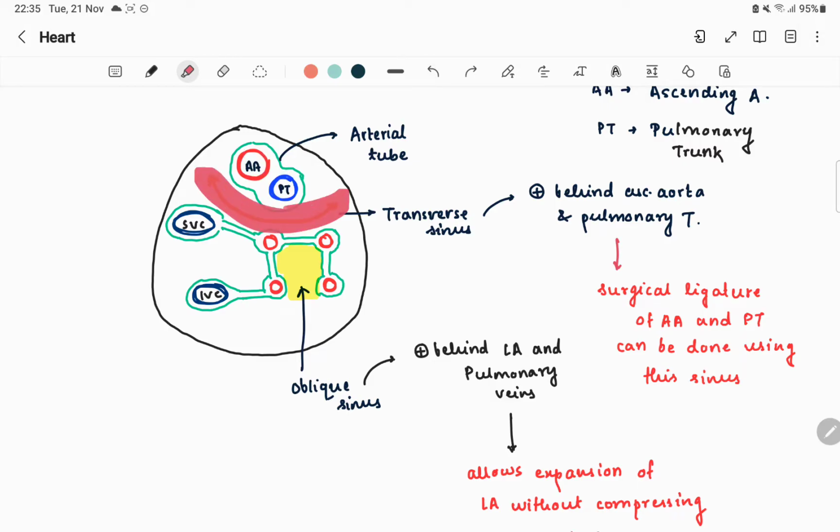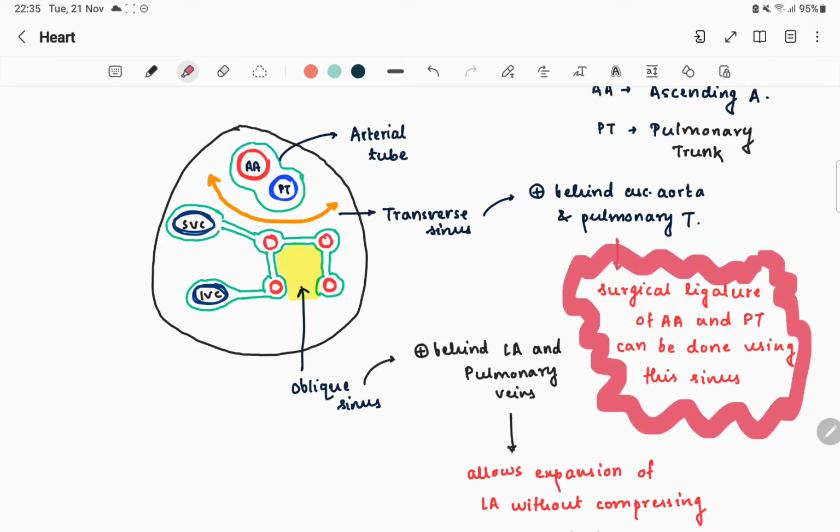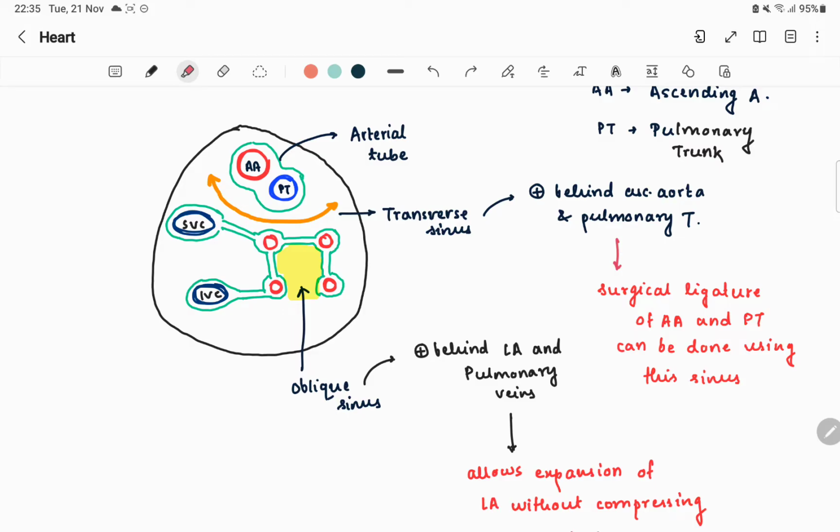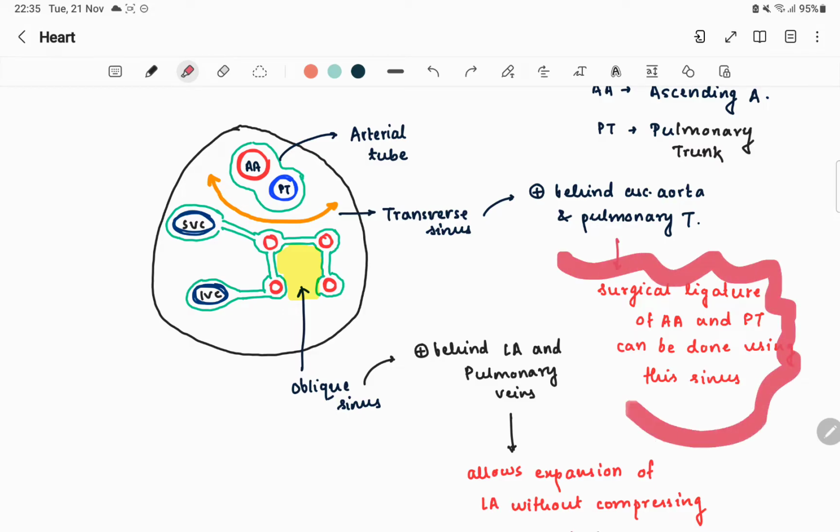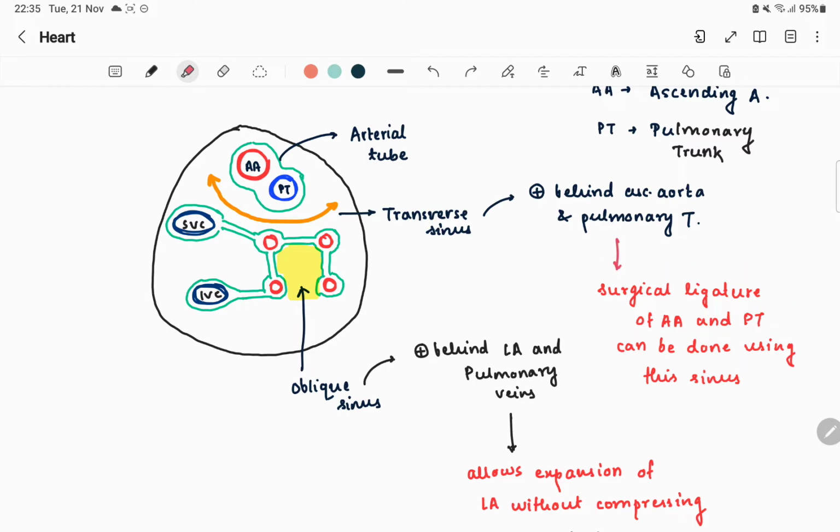And here is our transverse sinus, which is present behind the ascending aorta and the pulmonary trunk. Using this sinus, the surgical ligature of the ascending aorta and pulmonary trunk can be tied.